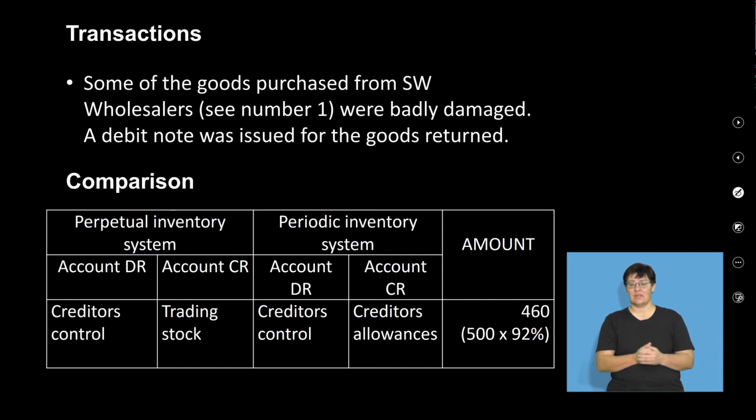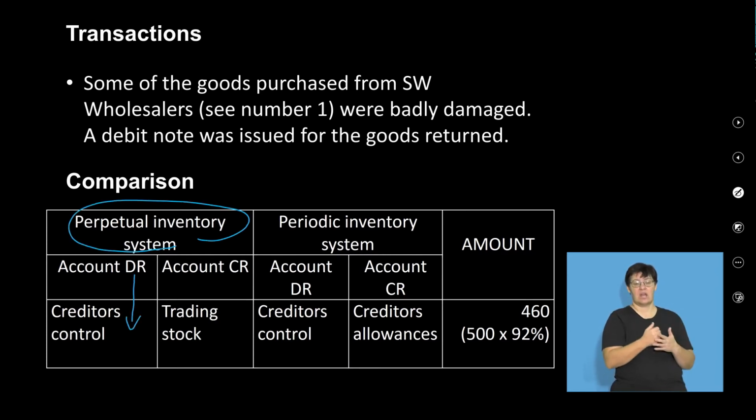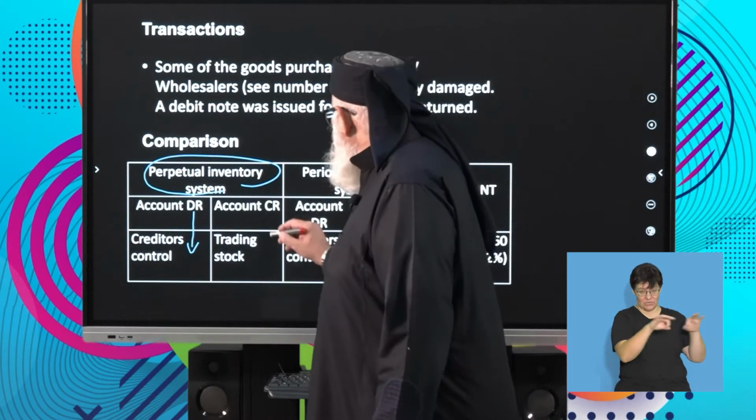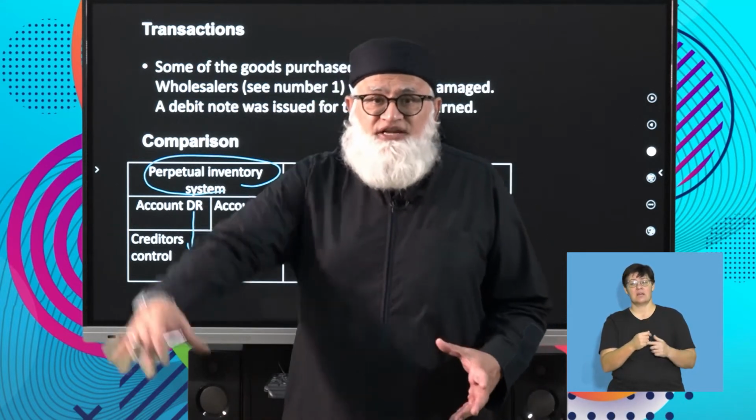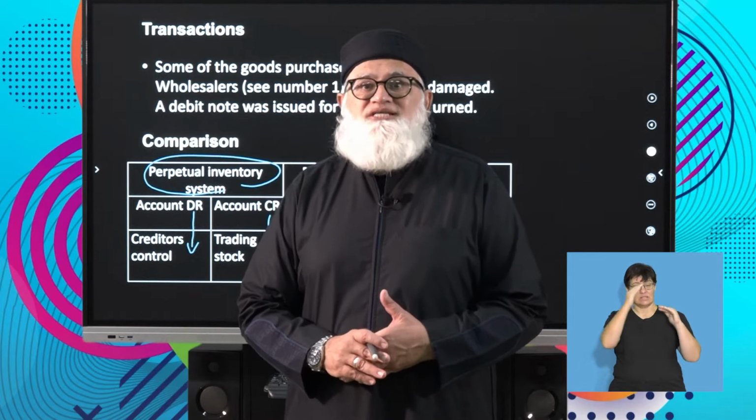Some of the goods purchased from SW Wholesalers were badly damaged. A debit note was issued for the goods returned. Okay, here we go. Let's start with our perpetual first. In the perpetual inventory system, account debited will be creditors control. Why? Because your liability is decreasing in value. Your account credited will be trading stock. Why? Your asset is decreasing. You've returned the goods to your suppliers.